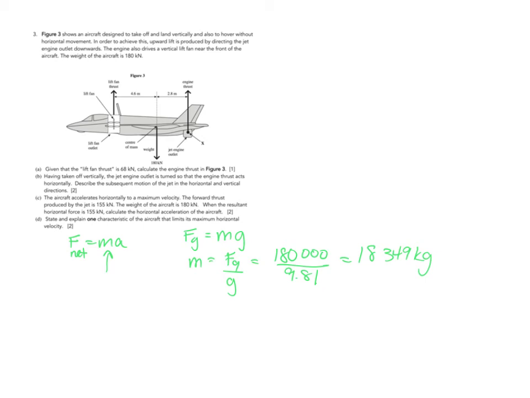At the beginning, I've got my net force. So let's move our equation around. So a is going to be F net over the mass. That net force was 155,000 over my mass, 18,349, which will give me, rounded, 8.4 meters per second squared. So this is the acceleration at the very beginning. Remember, when there was no air resistance.